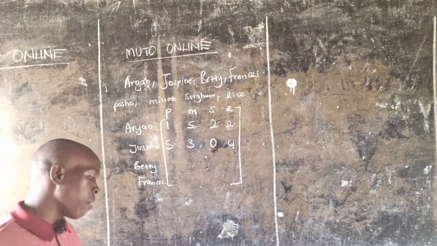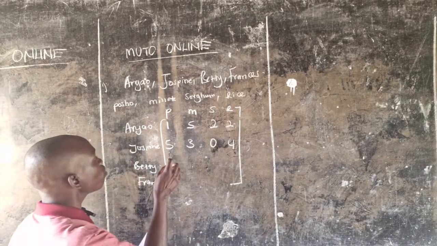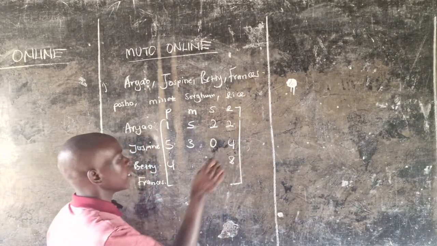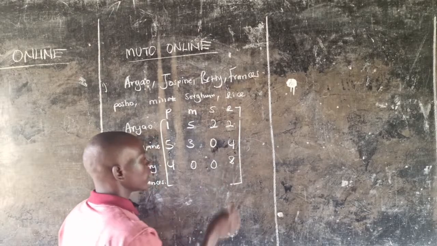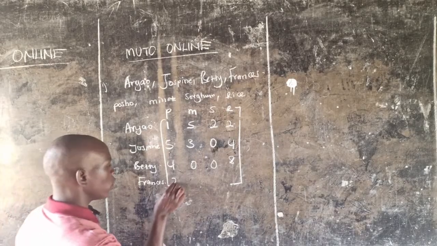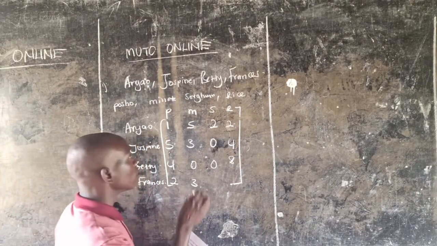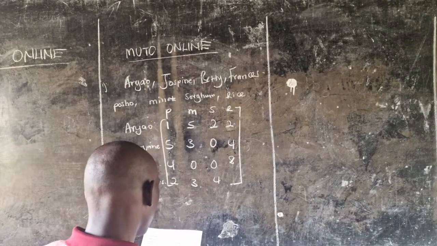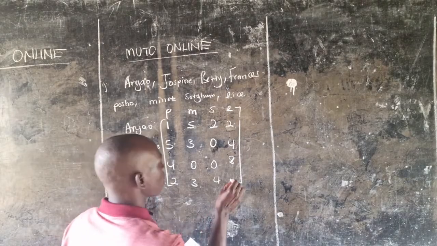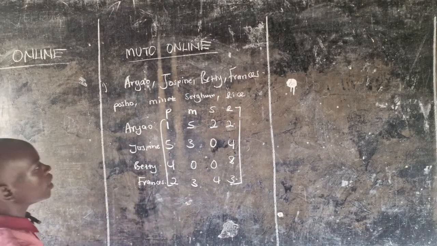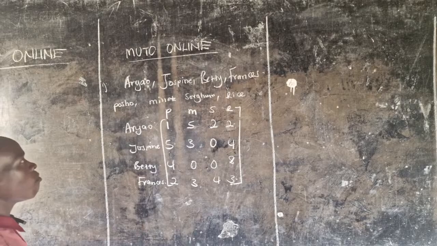Then when we go to the next member, Betty bought 4 bags of posho. So she has a 4 here and 8 bags of rice. Then for millet and sorghum, she desired nothing there. Then the last person, Francis, bought 2 bags of posho. She has a 2 here, 3 bags of millet, 4 bags of sorghum, a 4 is here, and 3 bags of rice, a 3 there. So that is the item matrix, the required item matrix in Roman 1.